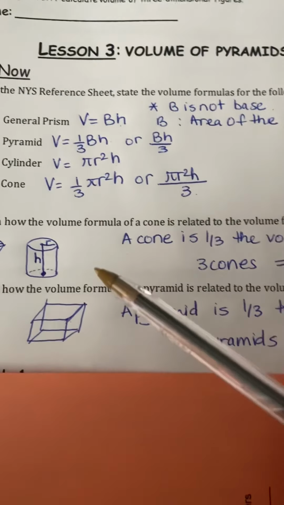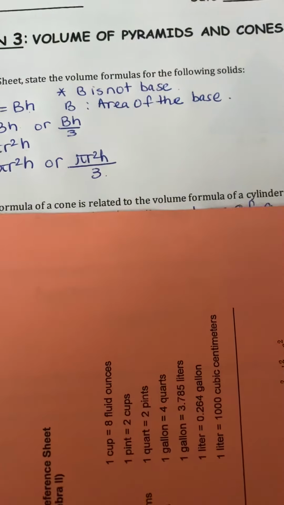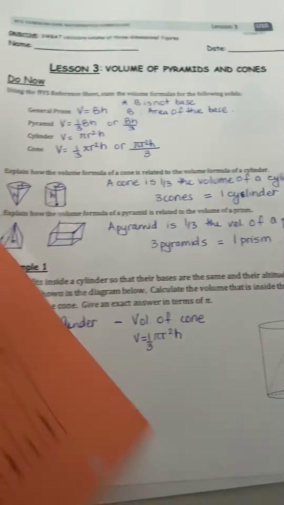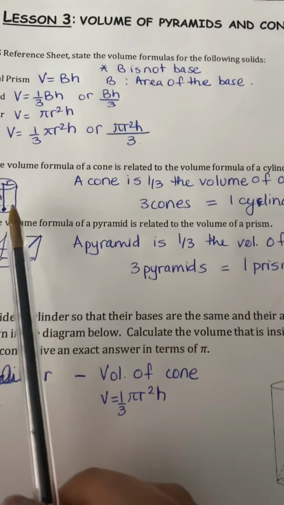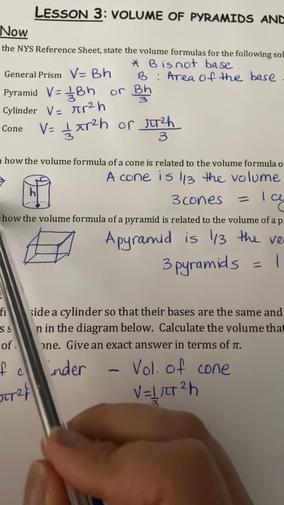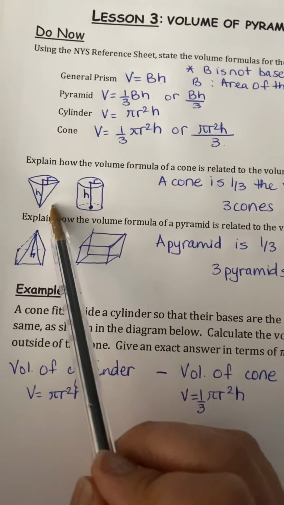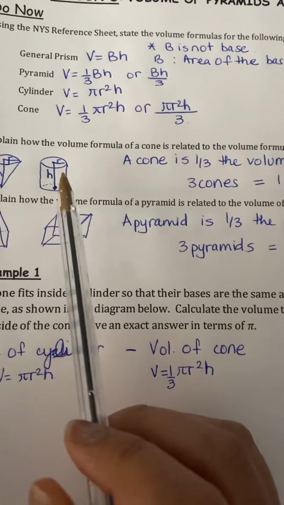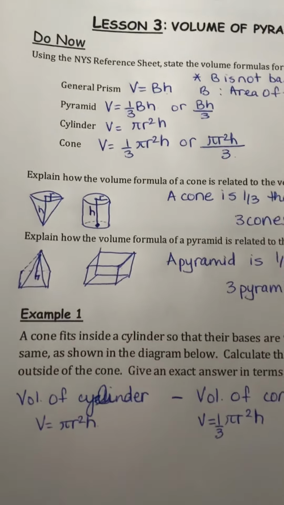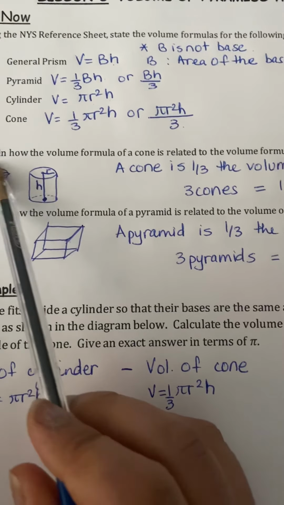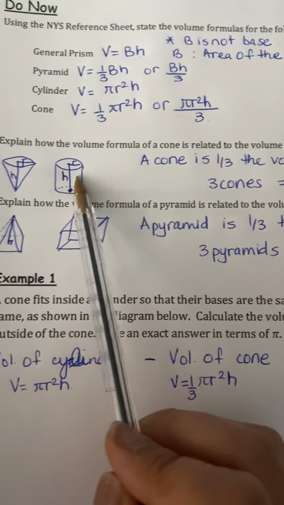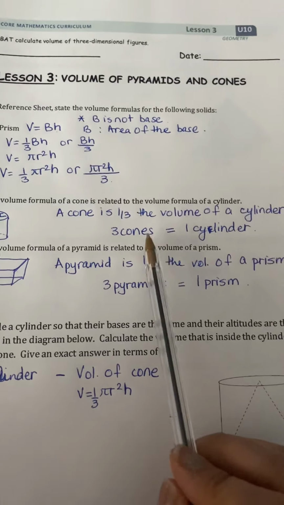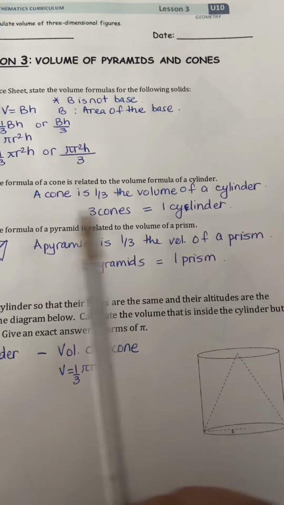So now let's go on to this. It says, explain how the volume formula of a cone is related to the volume formula of a cylinder. So let's copy this. I tried to draw some pictures here of a cone and a cylinder. If you have the same height and the same radius, that's what a cone looks like, and that's a cylinder. All your cans are mostly cylinders, right? So what is the relationship? 3 of these can fill up one of those. So that's why I said a cone is 1/3 the volume of a cylinder. 3 cones equals 1 cylinder.